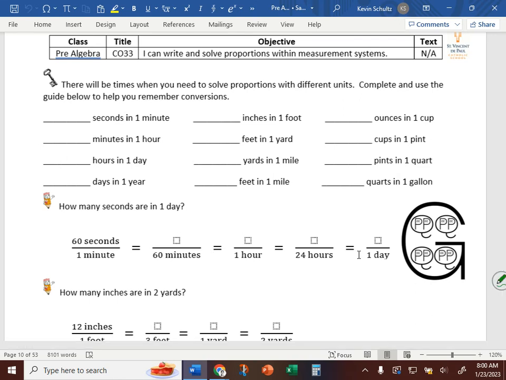Algebra, we are going over for a second time. This is the top half of CO33. It's solving proportions within measurement systems. And what we're looking at is basically unit conversion within time: minutes, hours, days, years; length: feet, yards, miles; and then capacity: cups, pints, quarts, gallons.